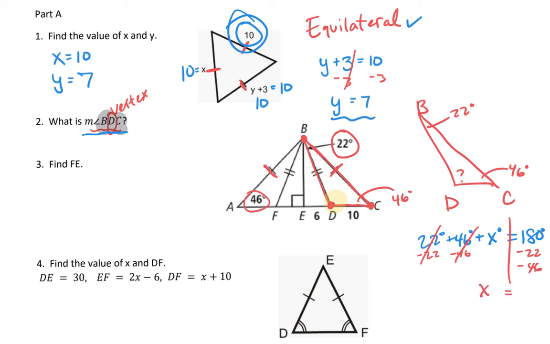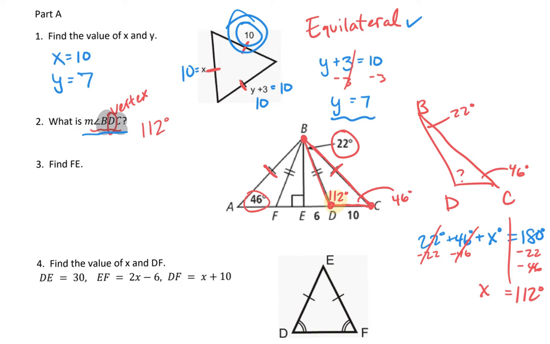And X equals, let me get my calculator over here. 180 minus 22 minus 46. And I got 112 degrees. So that angle right there, 112 degrees. All right, so isosceles triangles.